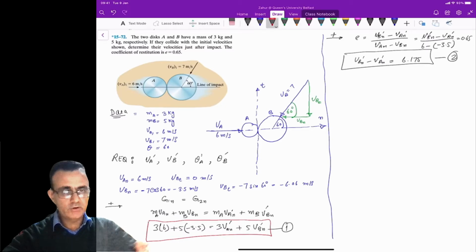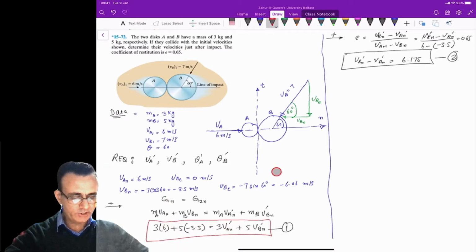Okay, so now we have two equations. One is this equation here, and one is this equation here. So we have two equations, and there are only two unknowns: VAn' and VBn'. So we can calculate VAn' and VBn' from these two equations.